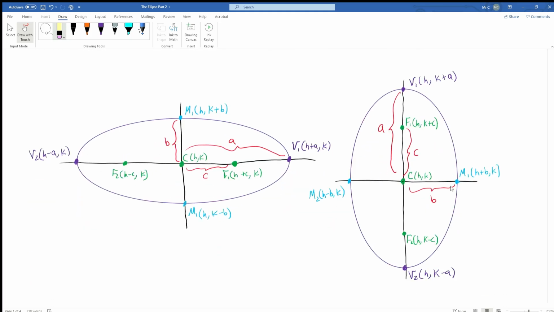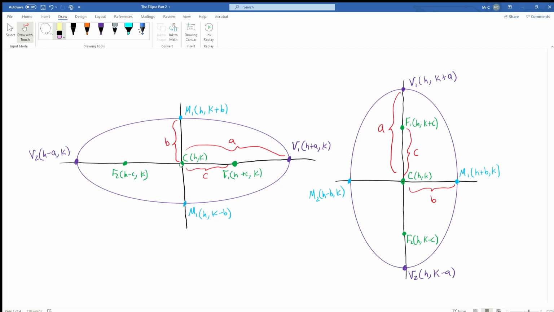So here's a horizontal and a vertical graph. On the horizontal graph, our center is (h, k). Since this is horizontal, our distance a takes us out to our vertices along the x direction. So we add a to h, and we get (h plus a, k) for our new vertex. And if we go backwards a distance of a, we get (h minus a, k) for our second vertex.